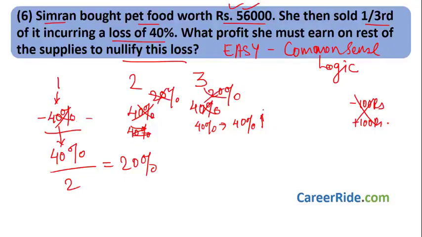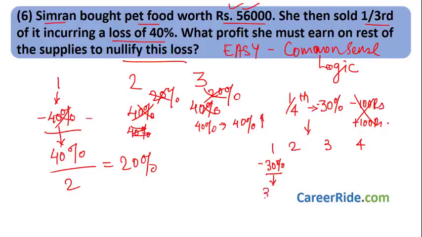Let's take another example going further. Say what she did was that she sold 1/4 of it at a loss of say 30%, right? She sold 1/4 of it at a loss of 30%. Then what should she do to nullify this loss? Now 1/4 means she made 4 parts of the entire pet food, and the first part she sold at a 30% loss.